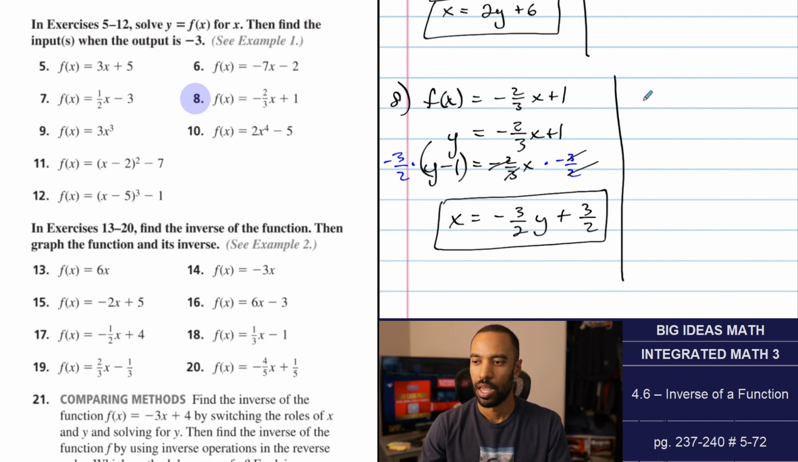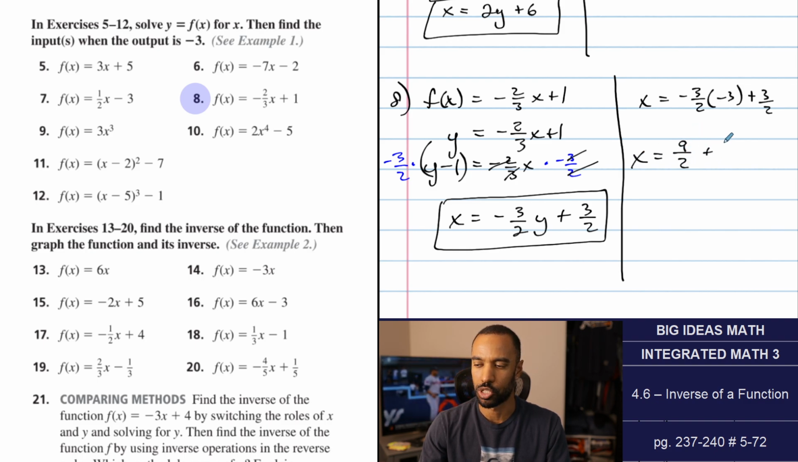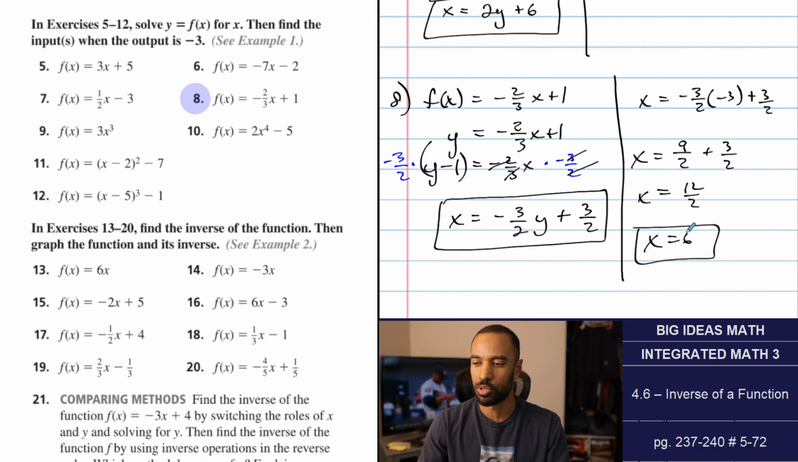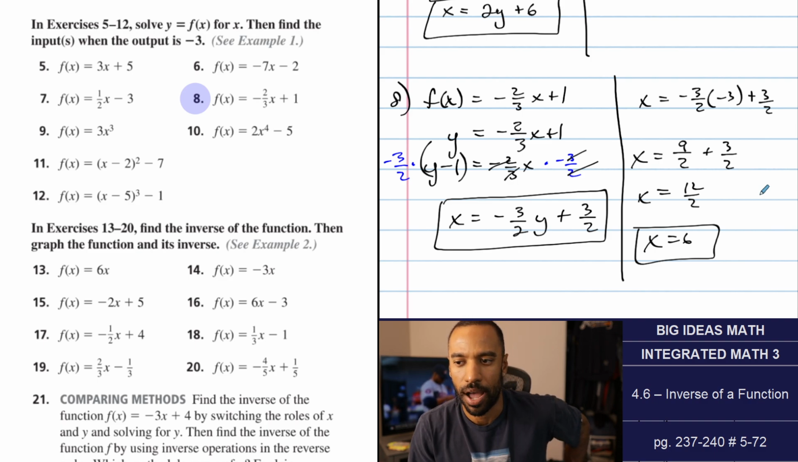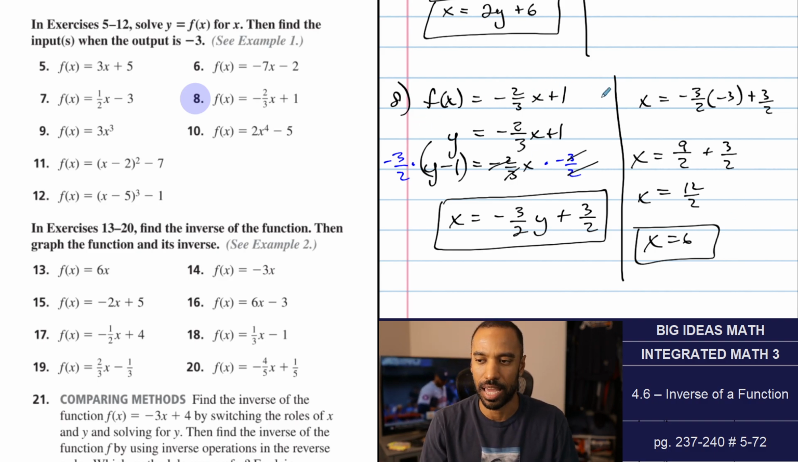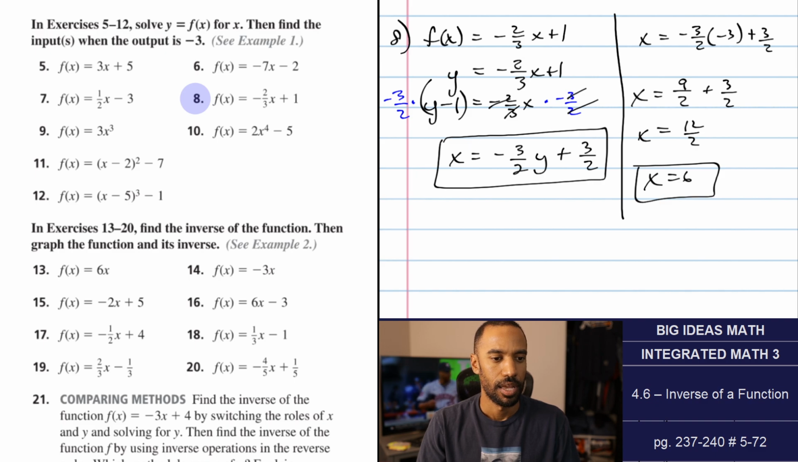It's up to you. And when we substitute negative 3 into here, we get negative 3 halves times negative 3 plus 3 halves. I'm going to keep them as fractions. That's positive 9 halves plus 3 halves. But check this out. This is good. 12 halves, which is 6. So you substitute 6 for x to get negative 3 for y, even in such a bizarre equation like that or that. Number 9.